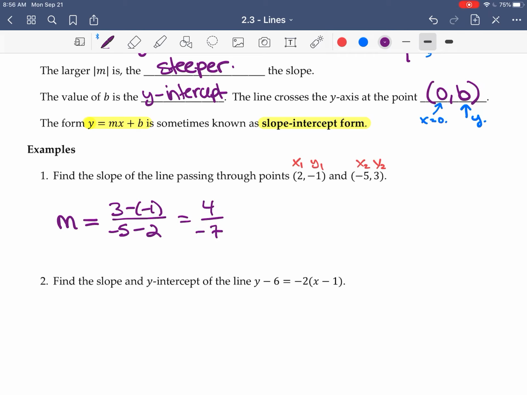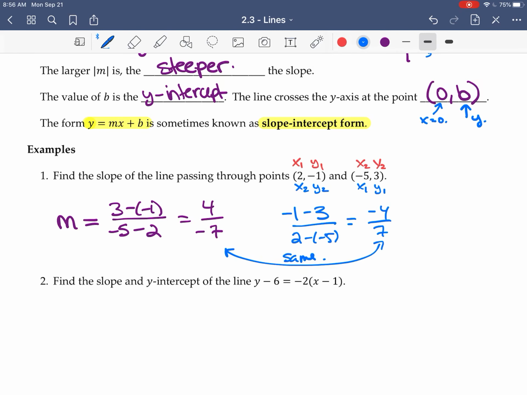Okay, now if you had done it the other way, x2, y2, x1, y1, it doesn't matter. The important part is that they line up. So if I did it this way, it would be -1 minus 3 over 2 minus -5. And here I get -4 over +7. Okay, but those are the same. So it doesn't matter what order you pick them.